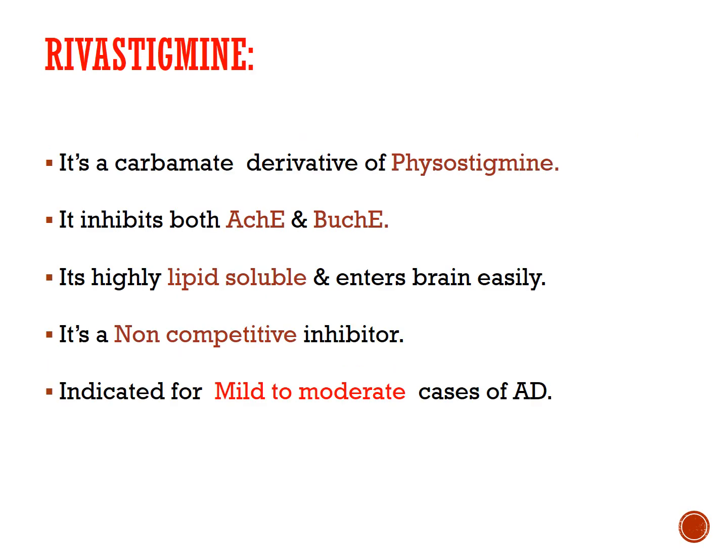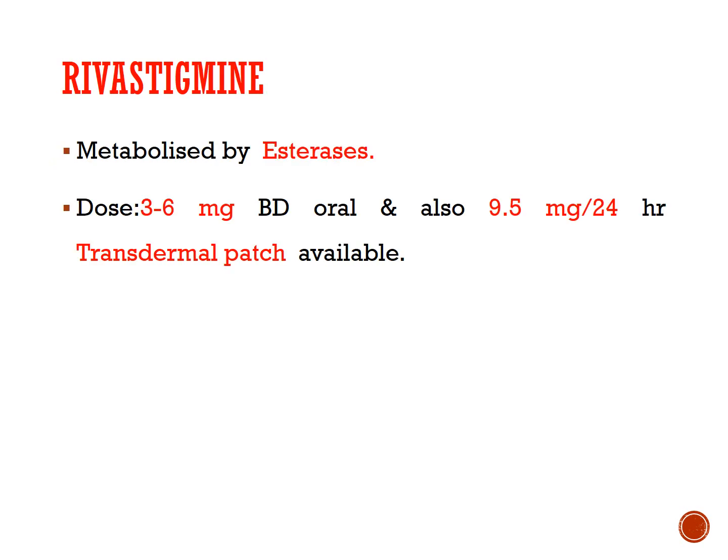The second drug is rivastigmine. It's a carbamate derivative of physostigmine. Rivastigmine also inhibits both acetylcholinesterase as well as butyrylcholinesterase. Being highly lipid soluble, it easily crosses the blood-brain barrier, and it's a non-competitive inhibitor of acetylcholinesterase. It's mainly administered for mild to moderate cases of Alzheimer's disease. Rivastigmine is metabolized by esterase enzymes. We can administer it through both oral as well as transdermal routes.